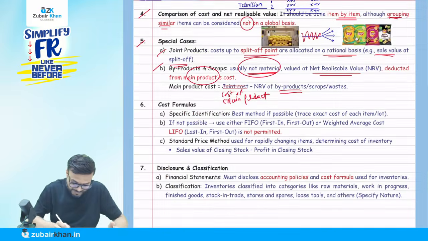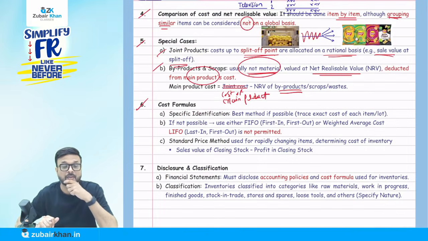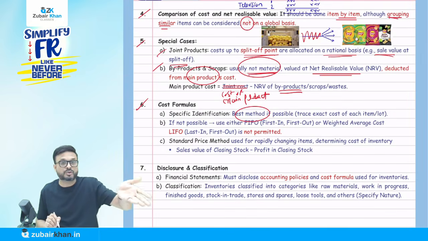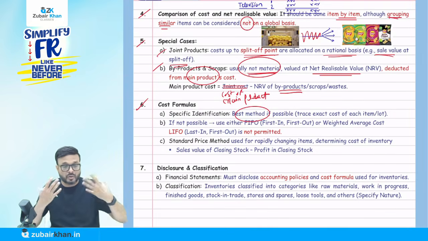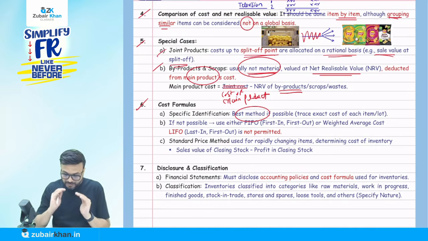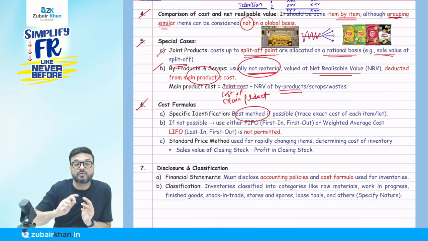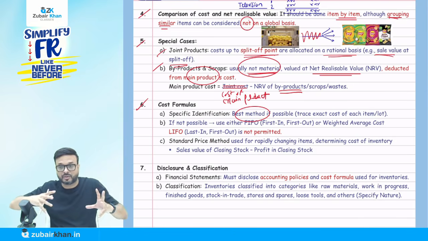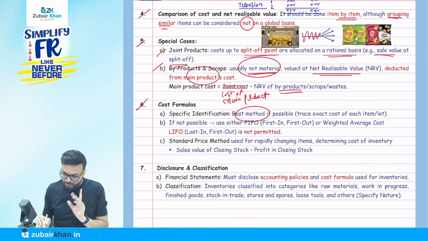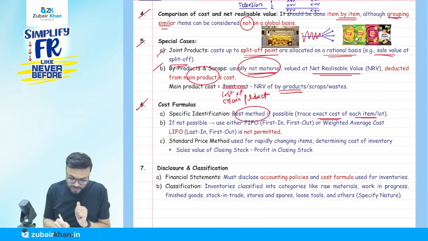Okay. Now the cost formula. What is this cost formula? The cost formula is the specific identification. First, this is the best method. When we talk about the cost, we don't know how much is the closing stock. Some quantity we know, but from which lot it is in the closing stock? They say it is the best way if you know, suppose we have purchased 10 types of lots, so we know from which lot the item is in the stock. If possible, track the exact cost of each item or lot. If not possible, then they say FIFO is allowed. Weighted average is also allowed, but the LIFO method is not allowed.